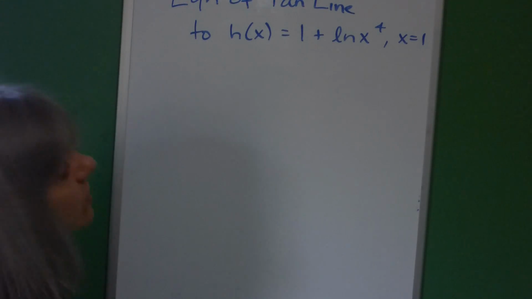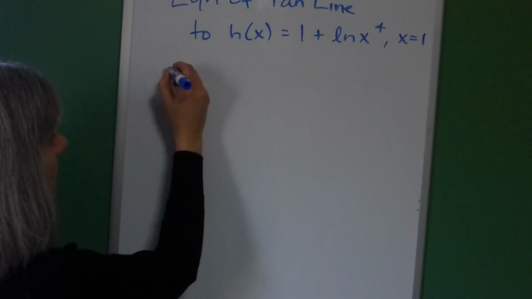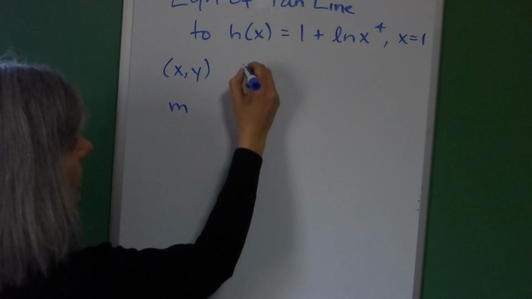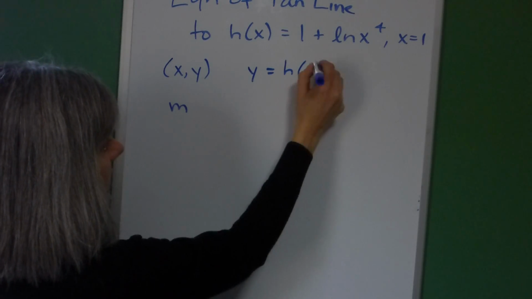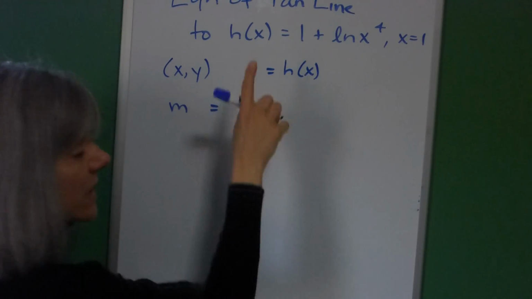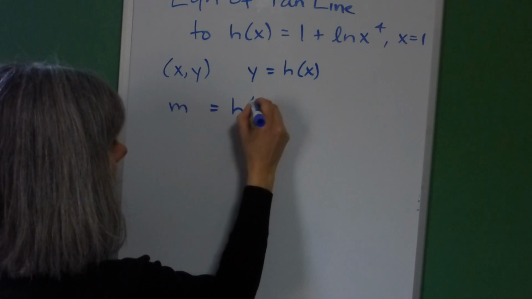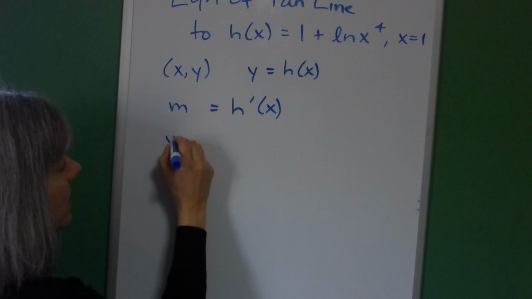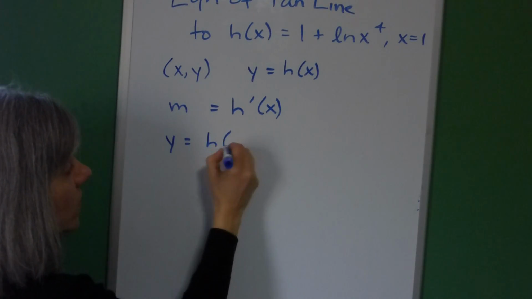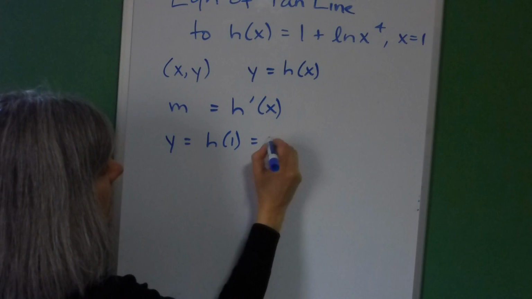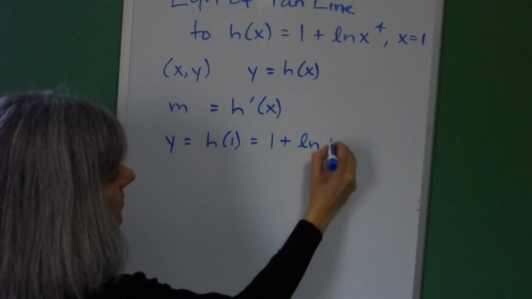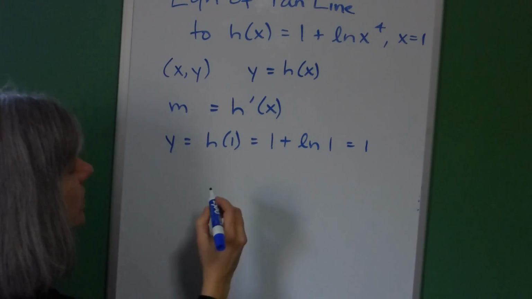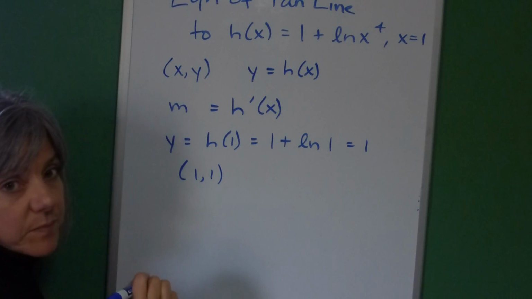There are some numbers that are easy to work with. So in this case, to find the equation of a line, what do we need? We need a point and we need a slope. We have the x point, so y we get from h of x. The slope we get from the derivative, because it's a tangent line. Okay, so let's start with y. So y will equal h of 1, because x is 1. So that's 1 plus ln of 1 to the 4th. ln of 1 is 0, so this whole thing is equal to 1. So that means our point is (1, 1).